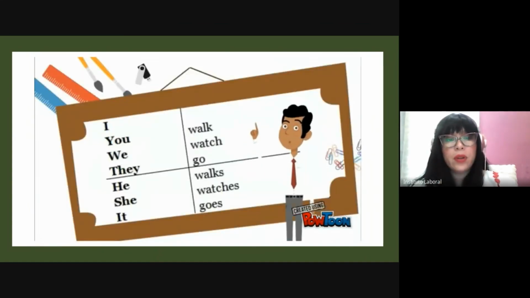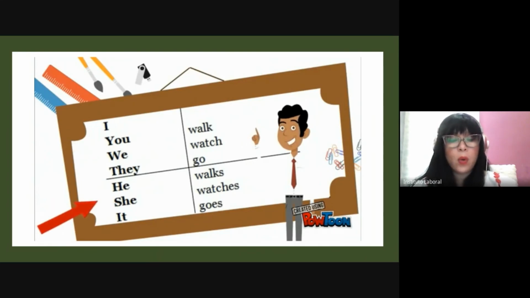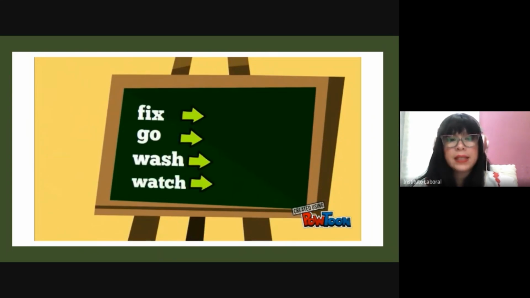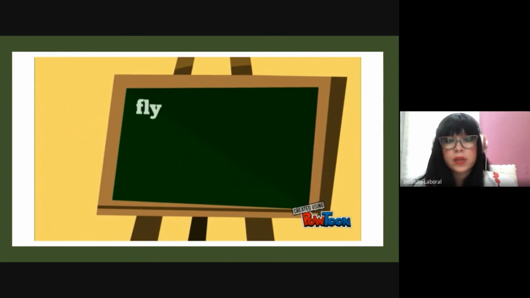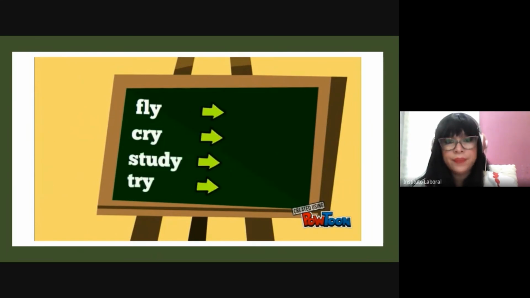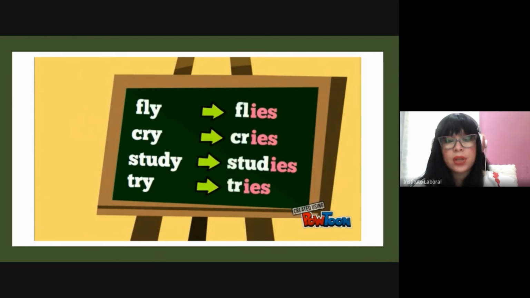So be careful. When you have the pronouns I, you, we, and they, el verbo se mantiene igual. No es necesario colocar la S. Pero cuando los sujetos son he, she, or it, necesitamos añadir una S al verbo. Walks, watches, and goes. Fix, fixes. Go, goes. Fly, cry, study, and try become flies, cries, studies, and tries.